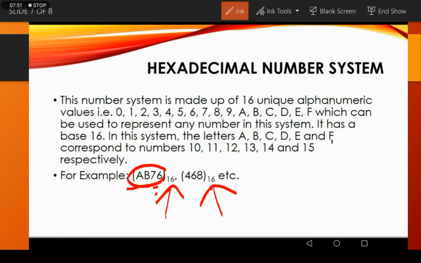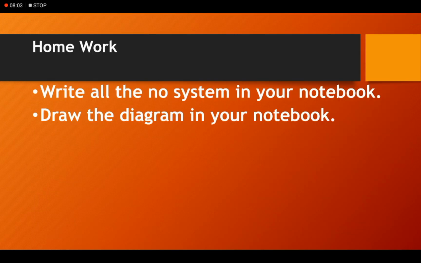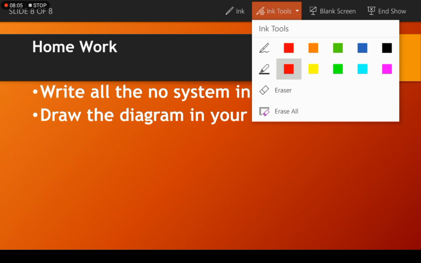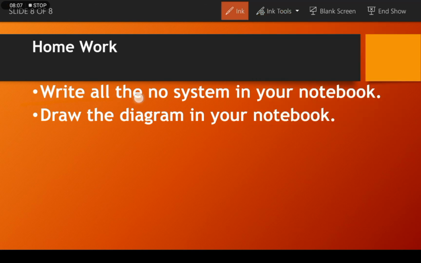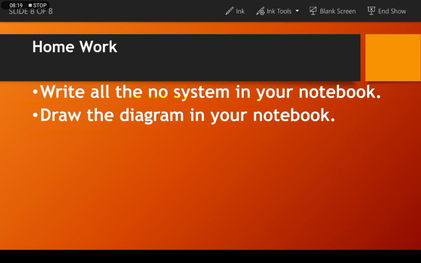In next class we will discuss the conversion of decimal number into binary number system and other important points also. But this is your homework. Write all the number systems in your notebook and draw the diagram in your notebook also. You have to draw the same diagram in your notebook which I showed in this video, and all the headings you have to write in your notebook also.